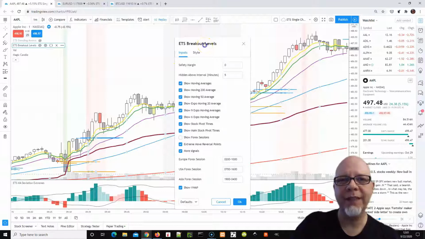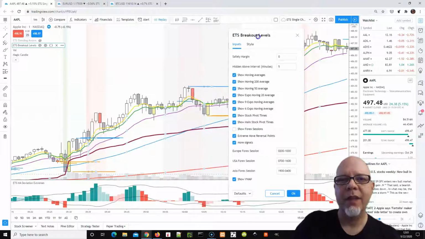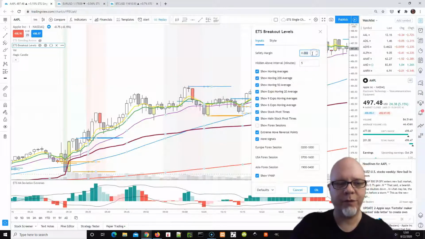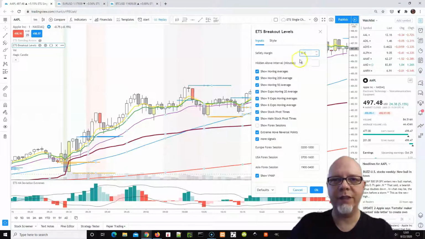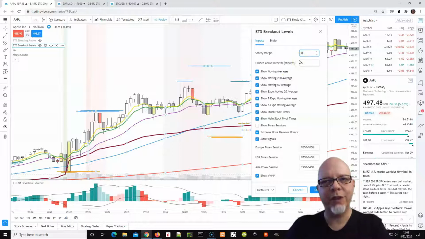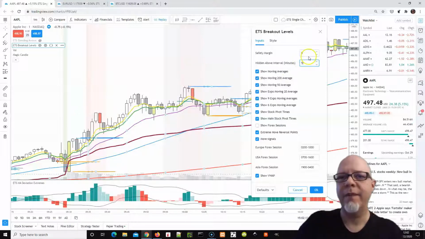If you click on settings, you have the option of a safety margin, and what that does, it will simply make the indicator lines a little bit higher. So if we want to make it a little bit more dramatic, we can do that. You'll see it kind of moves up. If we make it really dramatic, you'll see that they jump up. So this is if you want to give yourself extra safety margin. I just set that to 0 myself.